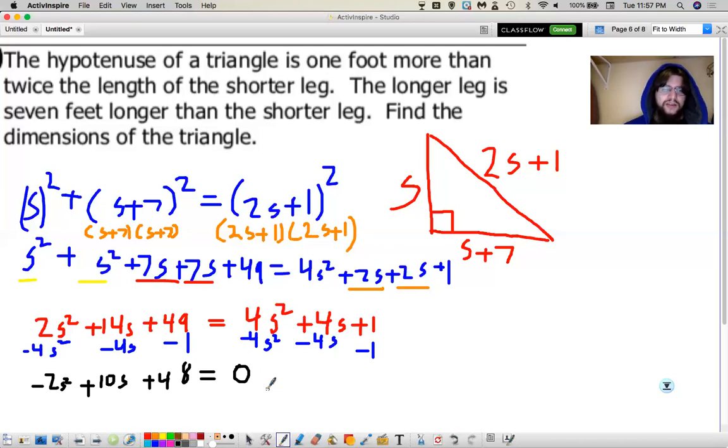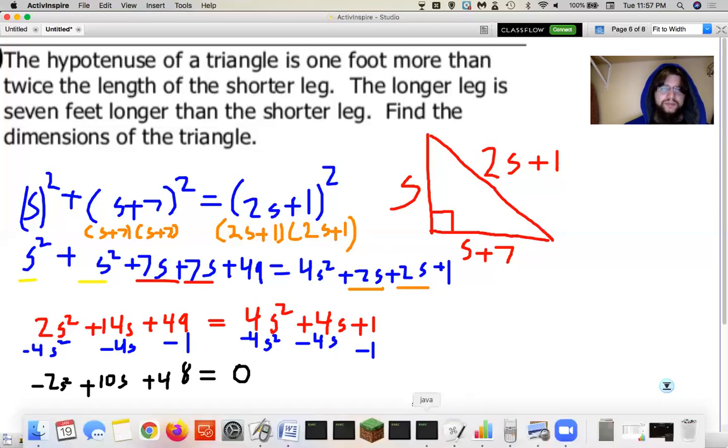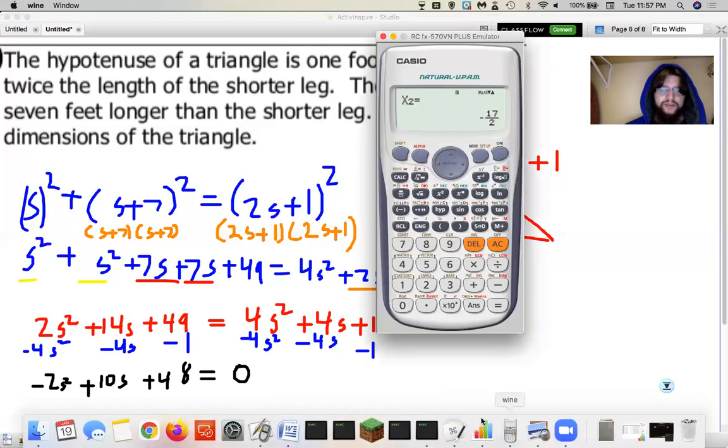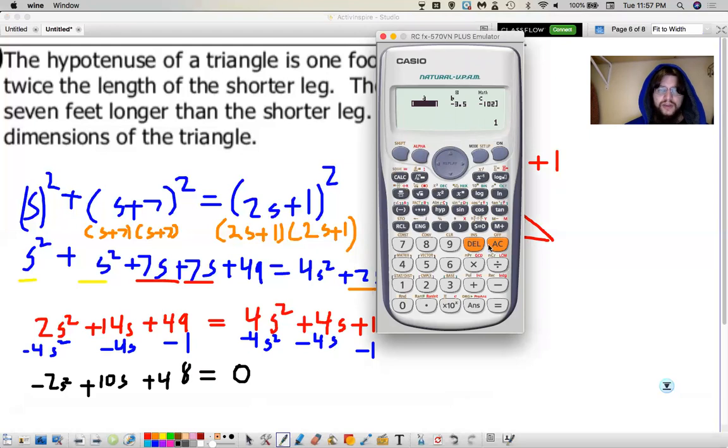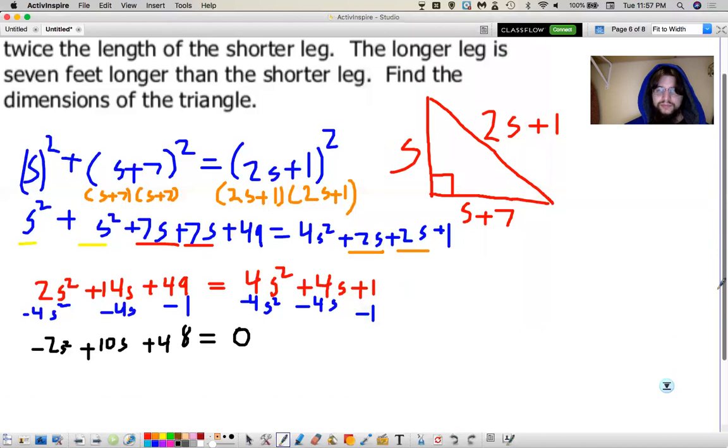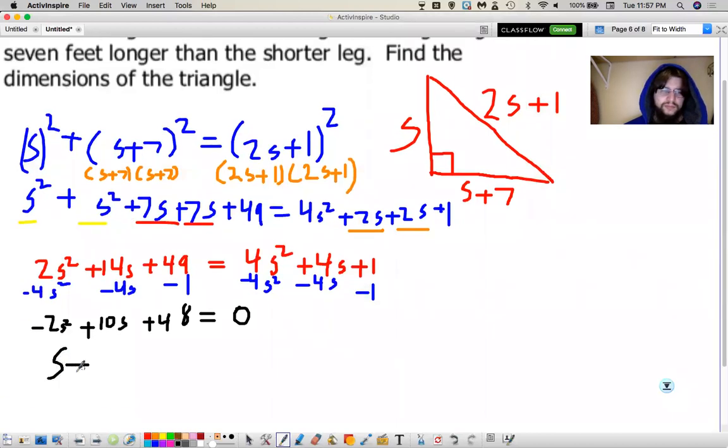Now let's go ahead and throw it in the calculator. -2, 10, 48. And we get 8 and -3. Again, we have extraneous roots here because it's a real life problem. No such thing as a negative length.